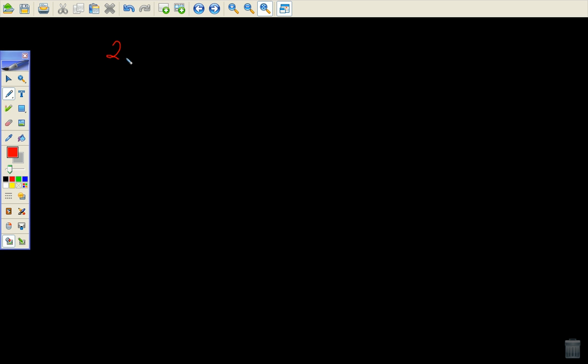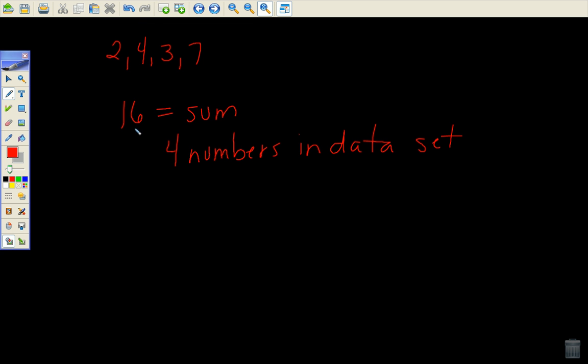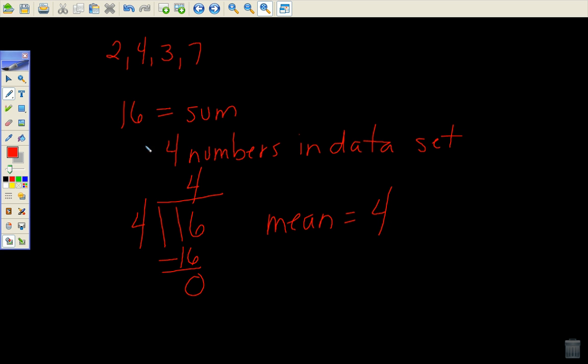Let's say we had a data set of these numbers. The first thing I'm going to do, step 1, said to add all those up. So I have 10 plus 4 plus 2, which is 16 as my sum. How many numbers did I have total? I had 4 numbers. So now I'm going to take my sum and divide it by the number of numbers I had in the data set. So 4 goes into 16 4 times. When I multiply that, that's 16. I get nothing left over. So my mean on this particular one is the number 4. It's just a division problem.